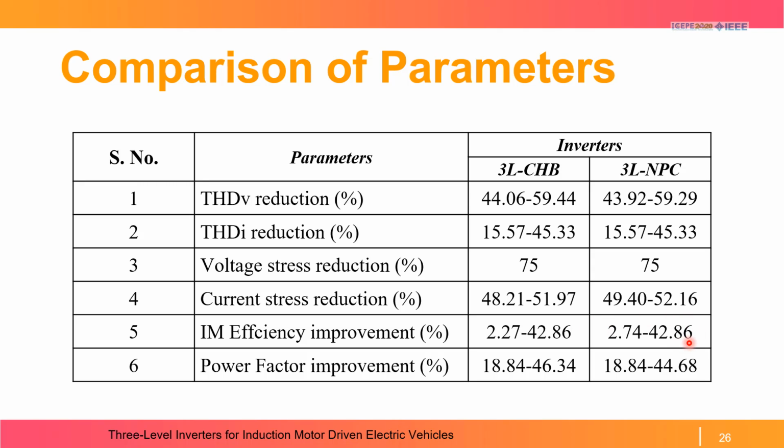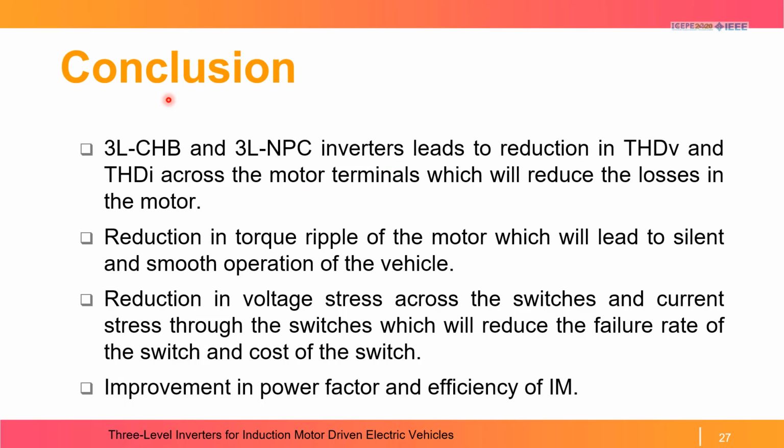There is a 2.75 to 42.86% improvement in the efficiency of the induction motor, which is a little bit higher than the 3-level CHB inverter, and an 18.84 to 44.68% power factor improvement with the 3-level NPC inverter, which is a little bit lower than the 3-level CHB inverter. The following conclusions have been drawn from this work.